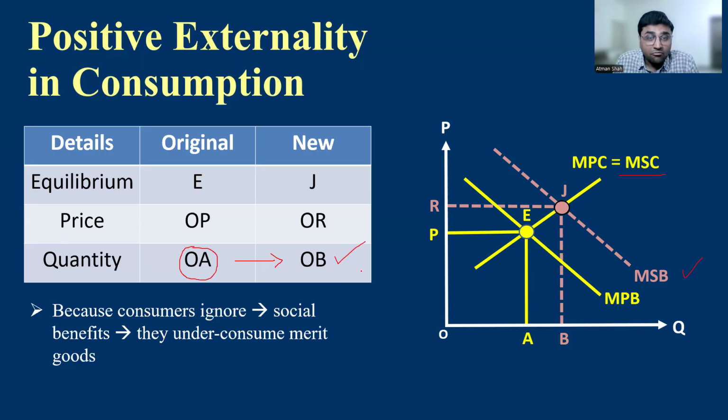So therefore, when we have an externality problem, the market generates the problem of underconsumption. Consumers do not consider these external benefits, and therefore we have the problem of underconsumption when we talk about positive externality in consumption.